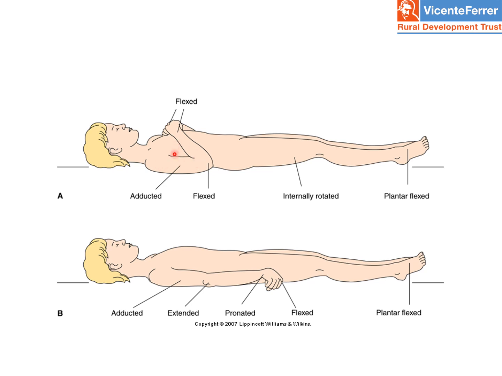So in this picture we can see in decorticate posture the upper limbs will be adducted at the shoulders and flexed at the elbow and flexed at the wrist and the fingers, whereas in the lower limbs they are internally rotated at the hips and extended at the knee joints and plantar flexed at the ankles. In decerebrate posturing, in the upper limbs there will be adduction at the shoulders and extension at the elbows and pronation at the forearms and flexion at the wrist and the fingers. In the lower limbs, the posture will be similar to that of decorticate posturing.